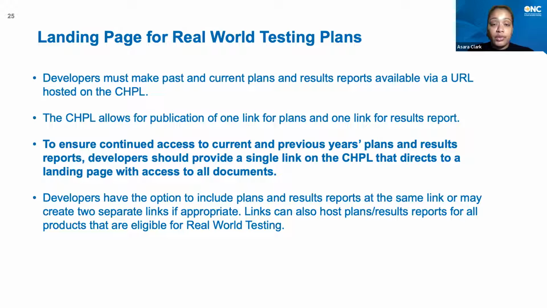Obviously, for the first cycle of real world testing, we didn't necessarily need that. We noticed that some links went directly to a PDF, but we're preparing the developer community for the next cycle of real world testing, where you won't have just one plan to access. We encourage you to host a landing page so that you won't inadvertently miss a requirement to have all of your past plans accessible via the CHPL. You have the option to include plans and results reports at the same link, or you could create two separate links, whatever is most appropriate for your circumstance, but the CHPL will only allow for one link for results reports and one link for plans. Those should link to some type of landing page that provides access to current and previous plans and results reports that you have submitted. Next slide, please.